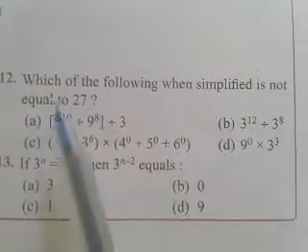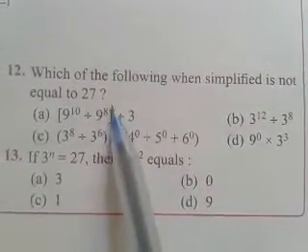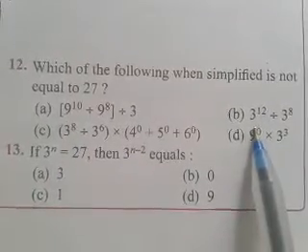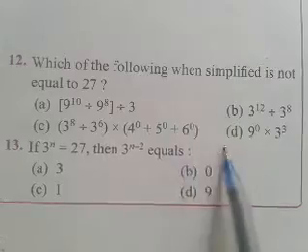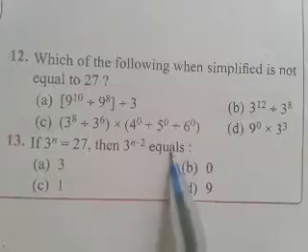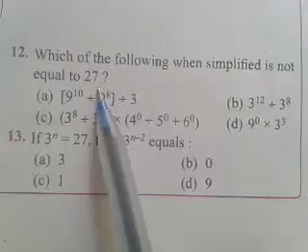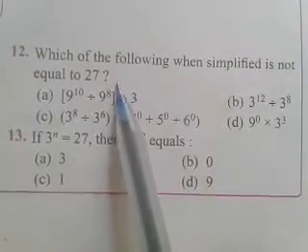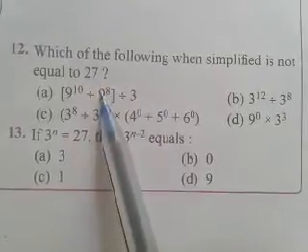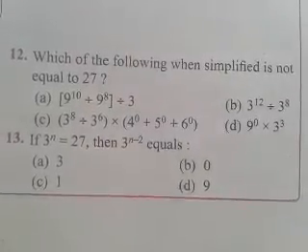Question number 12. Which of the following when simplified is not equal to 27? There are 4 options given, and we have to simplify all these 4 options and find which option on simplification is equal to 27. So now let us try this question.